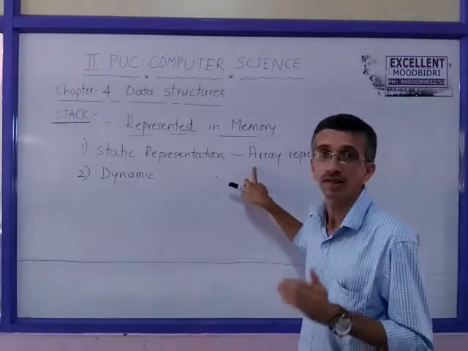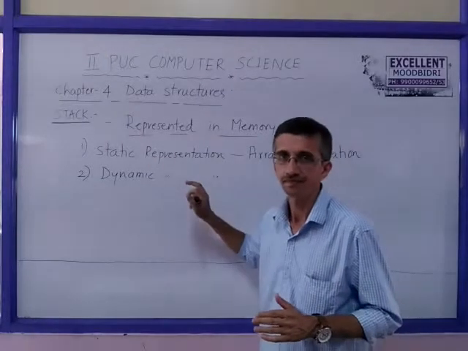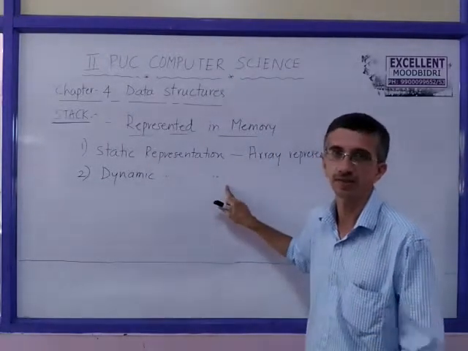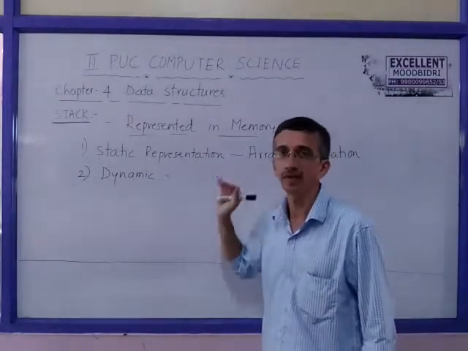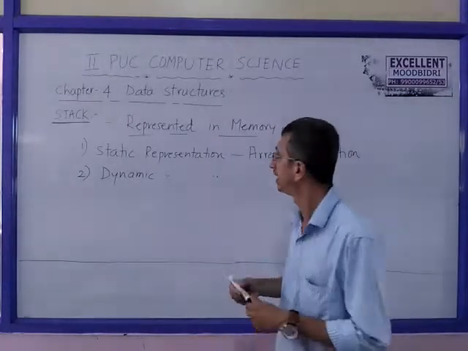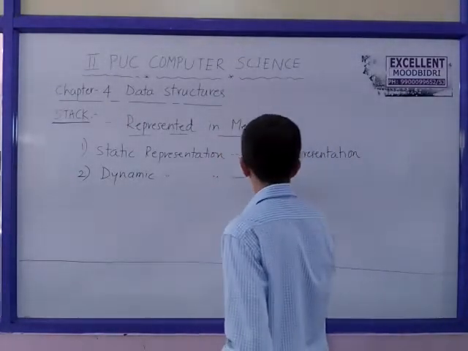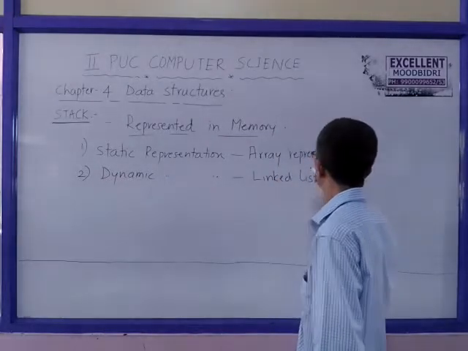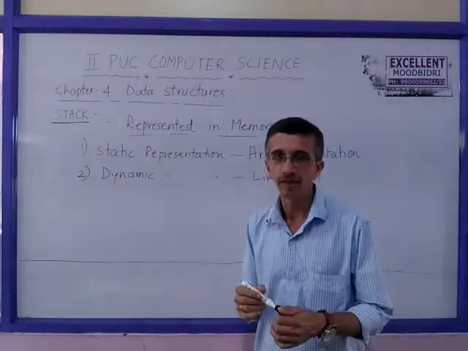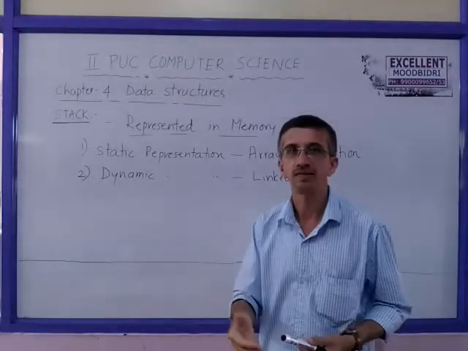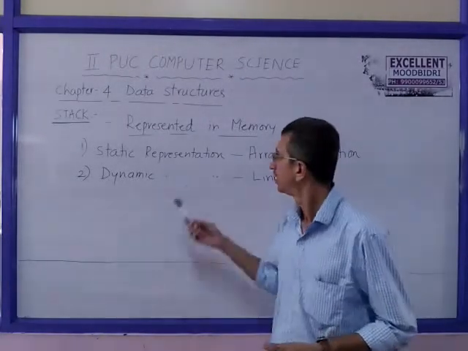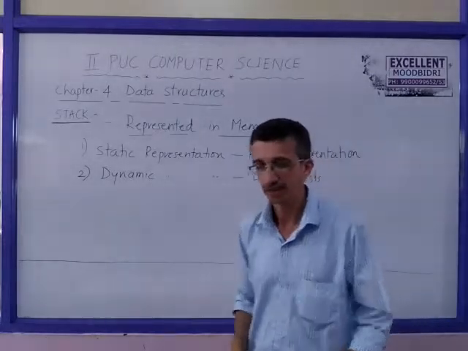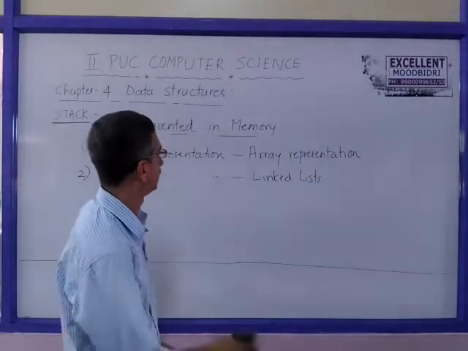Now when we use an array to represent a stack, it becomes a static representation. The other one is dynamic representation. Dynamic is done using a linked list. You know, linked list is a dynamic data structure which you will be studying at the last section of this chapter. Now let us see the static representation of a stack using arrays.